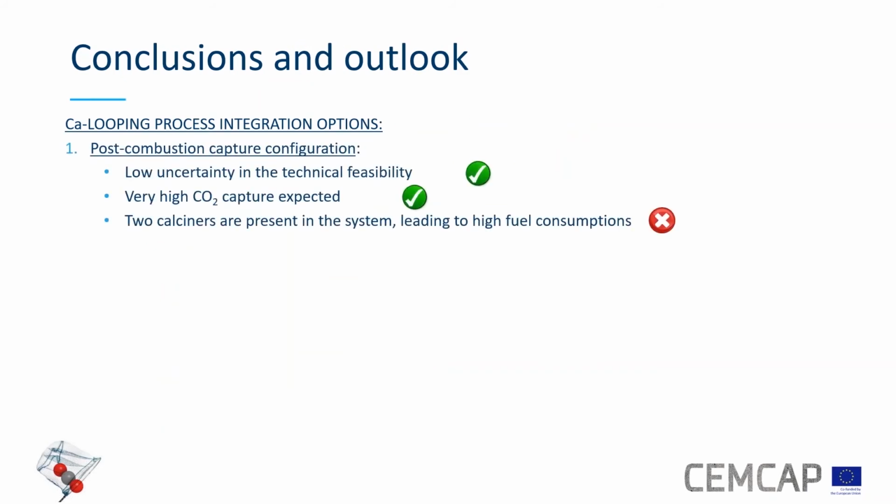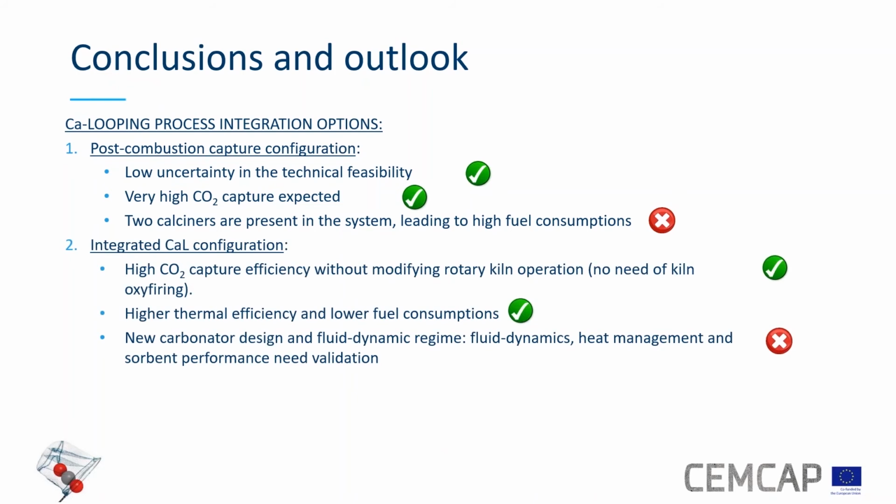So, conclusions on the calcium looping process integration options. The first one is the post-combustion capture configuration, the tail end one. It has a low uncertainty in the technical feasibility. We can say that it is ready for demonstration at a larger scale, as was mentioned this morning. It can achieve very high CO2 capture efficiency, but you need two calciners and you will have high fuel consumption, although you can produce a quite significant amount of electricity from it.